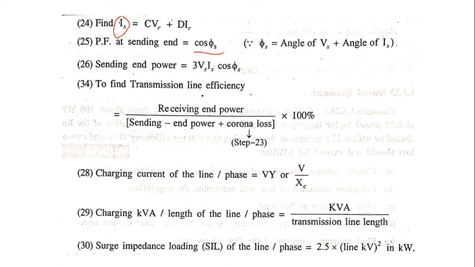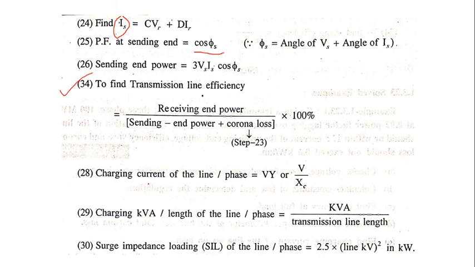To find the transmission line efficiency, now we have the sending end power and receiving end power. We can find the efficiency. So receiving end power divided by the sending end power plus coronal loss. Okay, we need to add the coronal loss, into 100. So this is how we are going to find the efficiency of our transmission line.